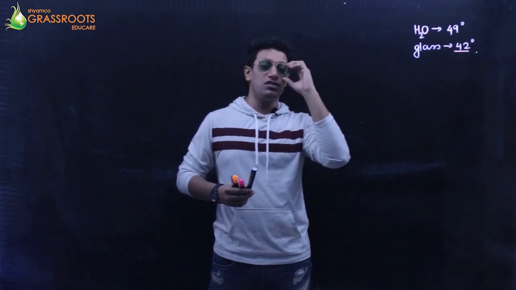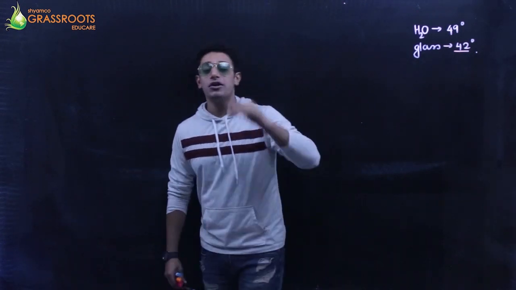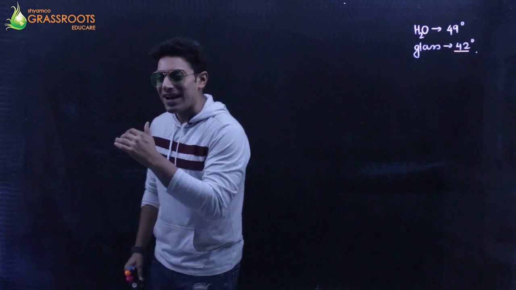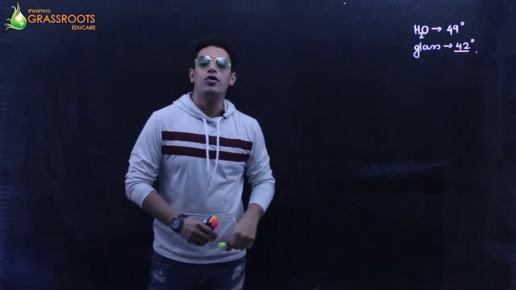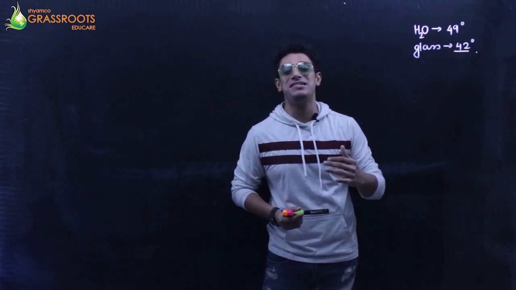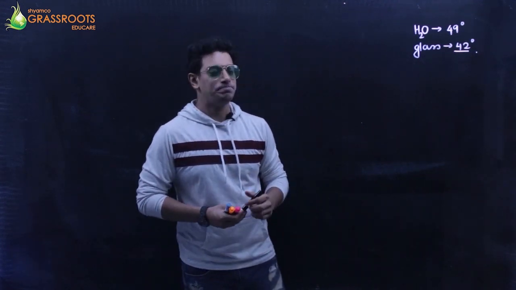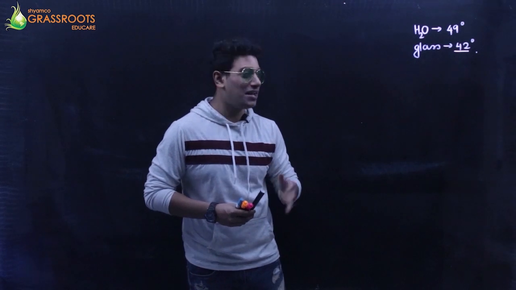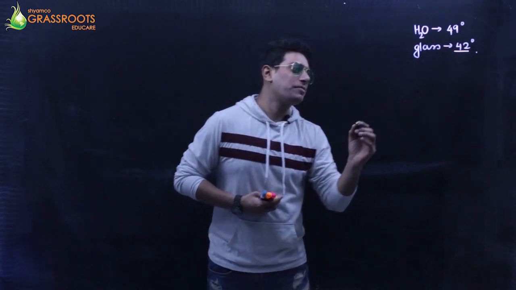So if I say a textual definition: critical angle is the angle in the denser medium for which the corresponding angle in the rarer medium is 90 degrees. Normally, I didn't understand anything here. Just check it now.